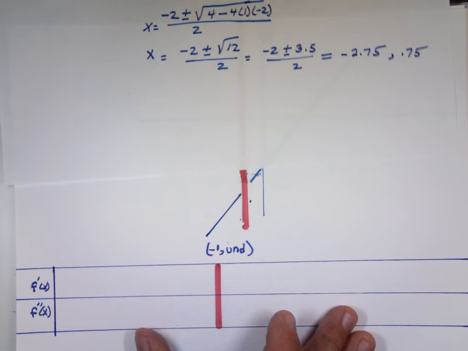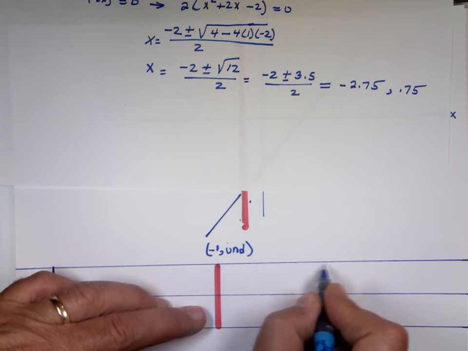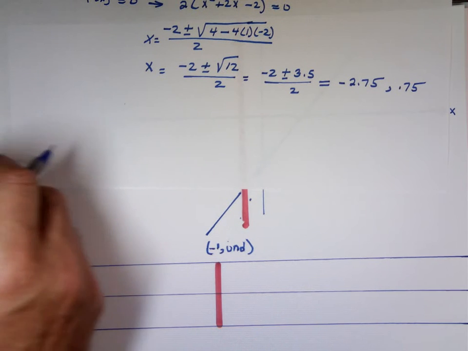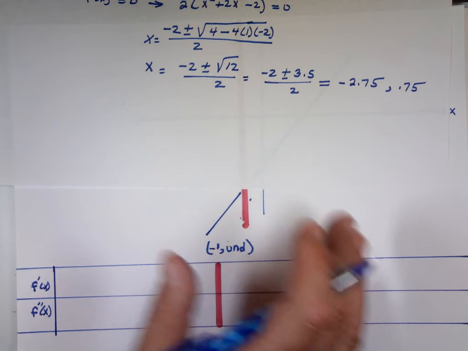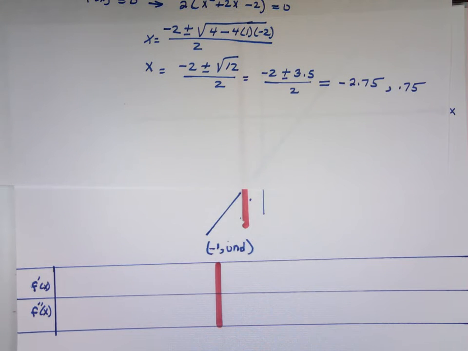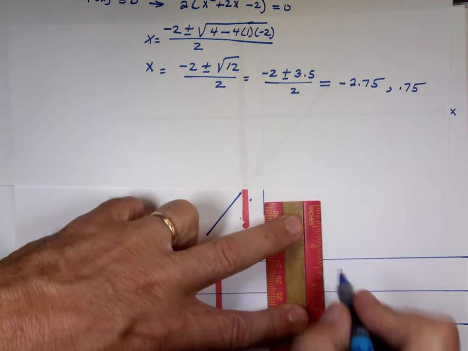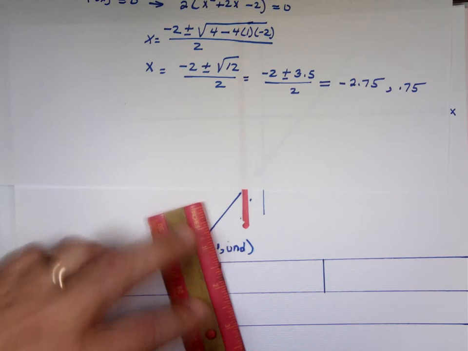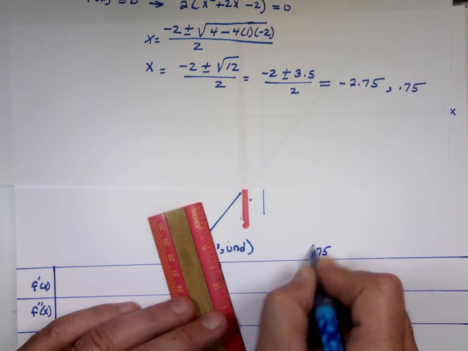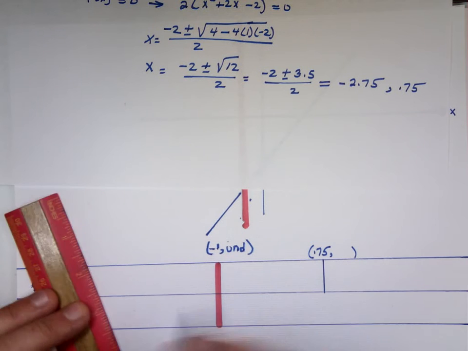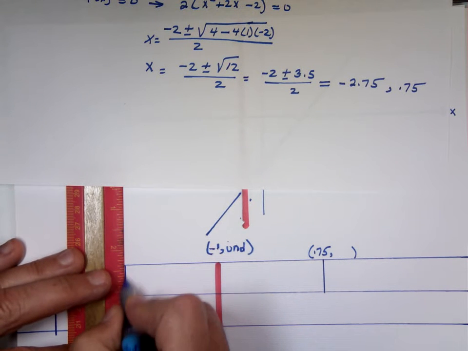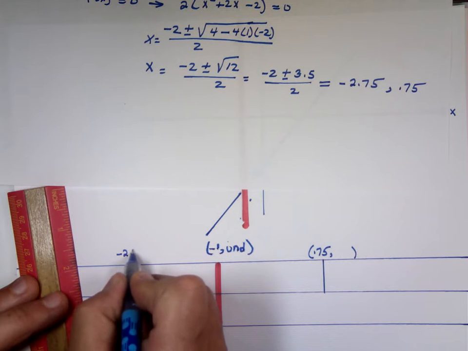So where's the 0.75? Somewhere here. Too many things all over here. It's late and I'm starting to get like, nah, should have thought about this. 0.75, and I got to find the y value. And the other one somewhere here, negative 2.75. And I need to find the y value.